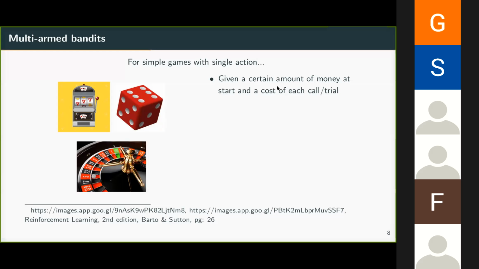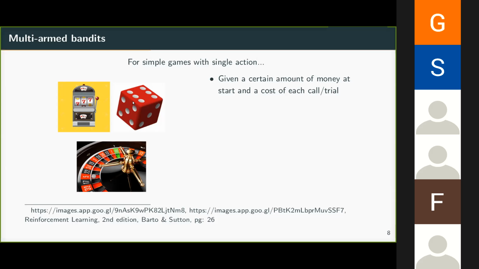Given a certain amount of money at the start and the cost of each call or trial, let us say, although gambling is not a good thing, let us say we start with 100 rupees and every time you make a call, you pay 1 rupee. If you win, you will get 5 rupees. Now, if I roll the dice and hide the dice, I will ask you whether you want to make a call or not. If you want to make a call, you should give me 1 rupee. Now, if you win, you will get 5 rupees. Let us say that is the game.